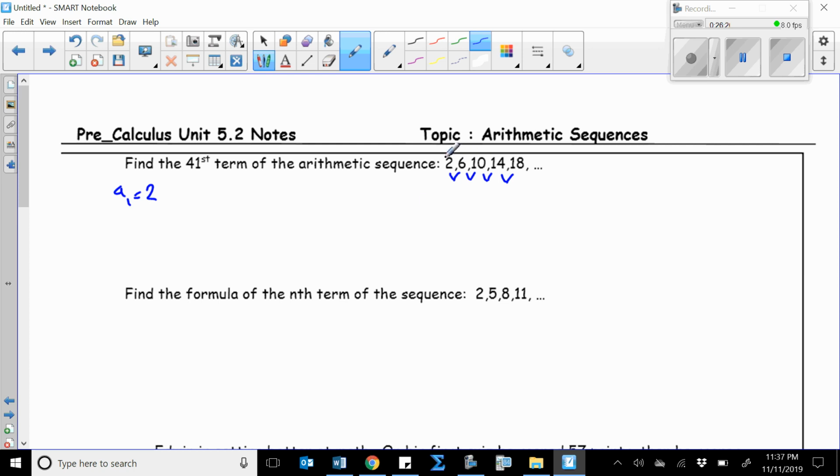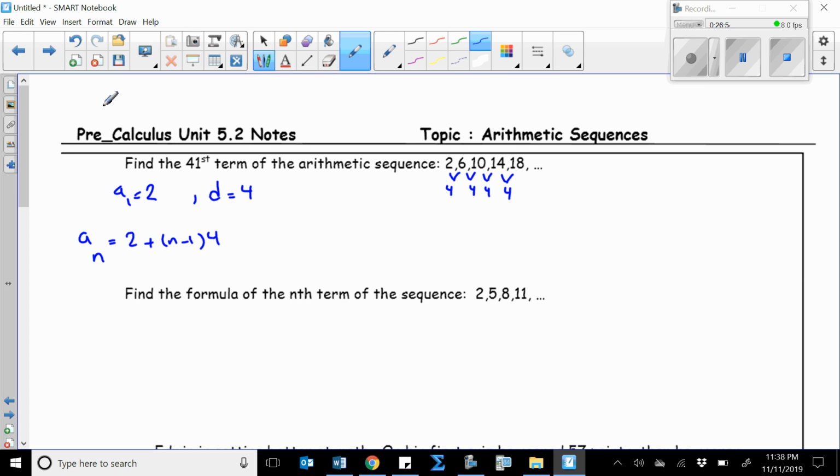6 minus 2 is 4. 10 minus 6 is 4. 14 minus 10, 4. 18 minus 14 is 4. So the value of d, or the common difference, is equal to 4. Now, I can write the general rule for nth term. An will be equal to a1, which is 2, plus n minus 1 times d, which is 4.